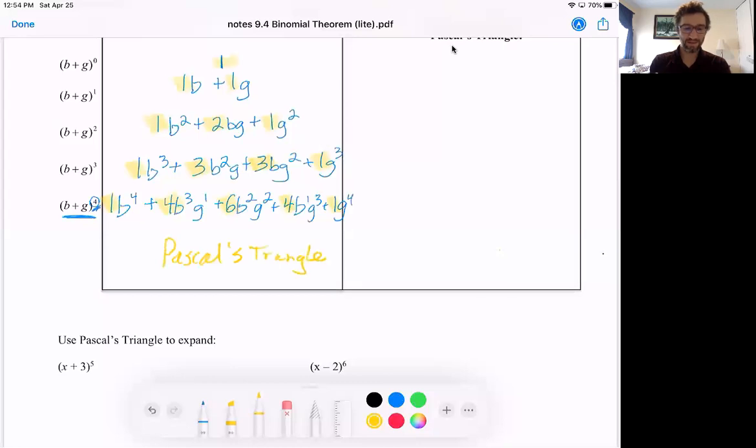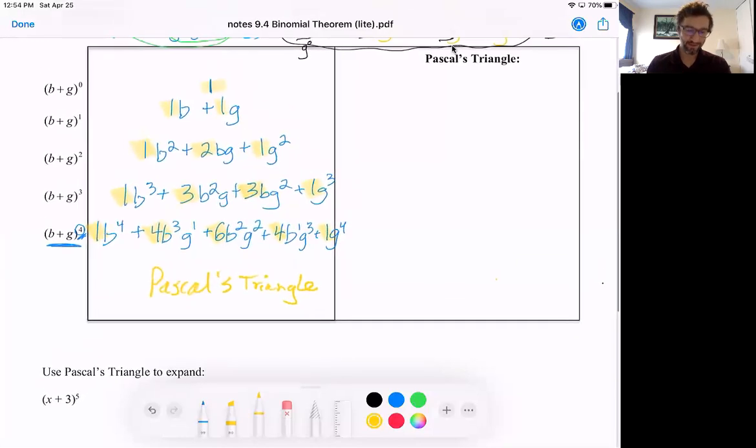Pascal was a French mathematician and philosopher in the 1600s, and he gets credit for discovering this triangle. It was actually discovered long before Pascal, but he gets the credit. So Pascal's triangle looks like this. It forms a triangle, and you have a 1 at the top, just like we had over there, and then a 1 and a 1. The outer edges of the triangle are always 1s. You have a 1, a 2, and a 1, a 1, a 3, a 3, a 1, a 1, a 4, a 6, a 4, a 1.